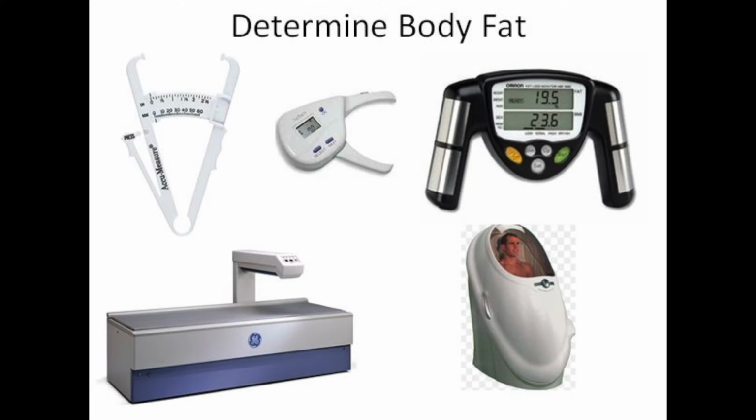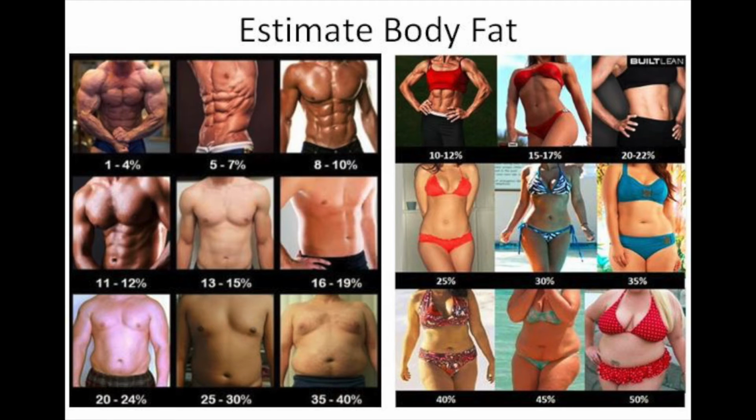To determine your body fat, there are several different ways you can do it, including really low-tech fat calipers, and then electronic handheld devices, and if you want to take a step above that, there's DEXA scans and BOD pods. If you don't have access to any of those, you can use these pictures as a reference. On the left, you'll see different pictures of men at different body fat percentages. And then on the right, you'll see pictures of women at different body fat percentages, and you can use those images to gauge where you're at.